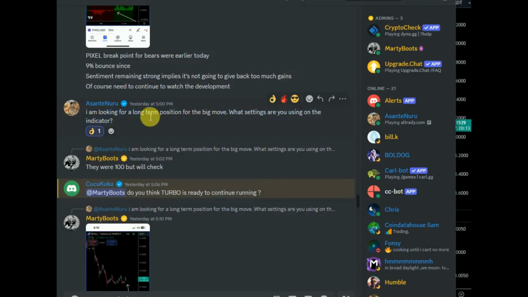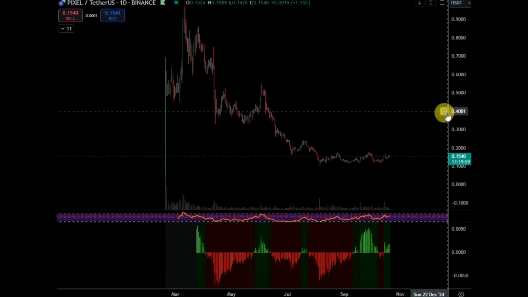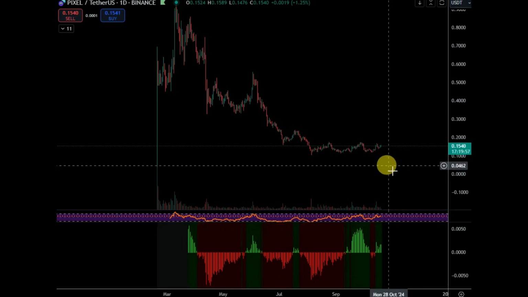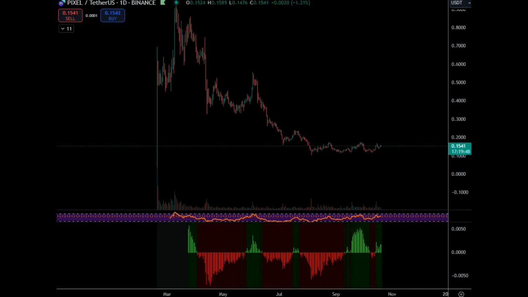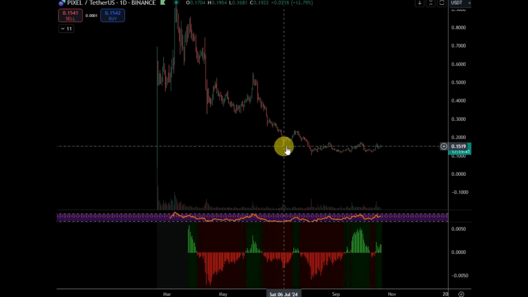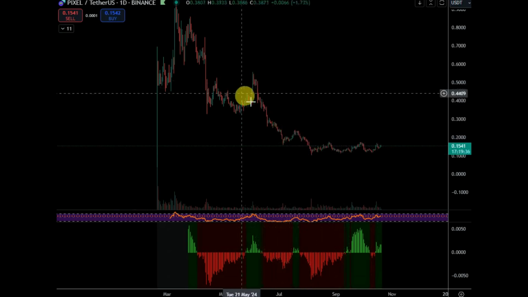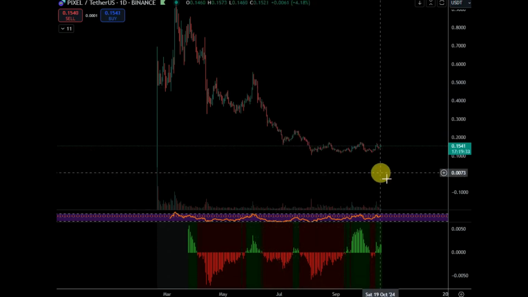You're interested in a long-term position, and you're asking what settings I use on the indicator. Well, the settings I use are always changing depending on the market and depending on the pattern itself. That is one aspect about the indicator that makes it a little bit tricky at times, because the market is dynamic and always changing. This move is different from this move, and this move is different from this move. All indicators are not always going to be the same in every move.